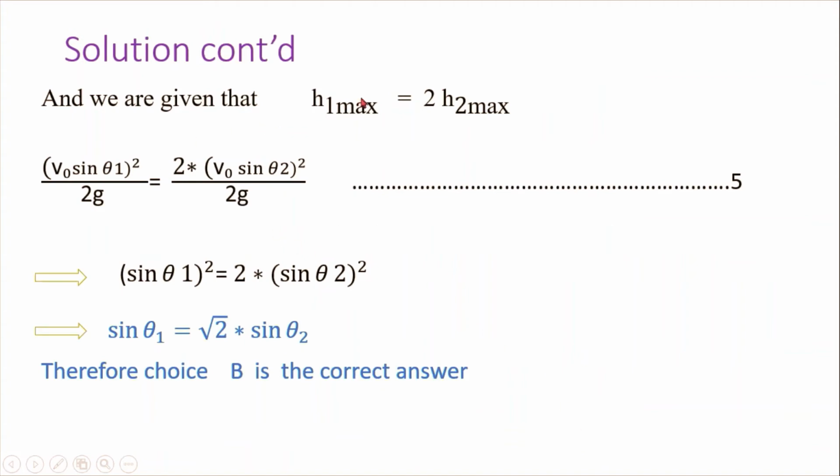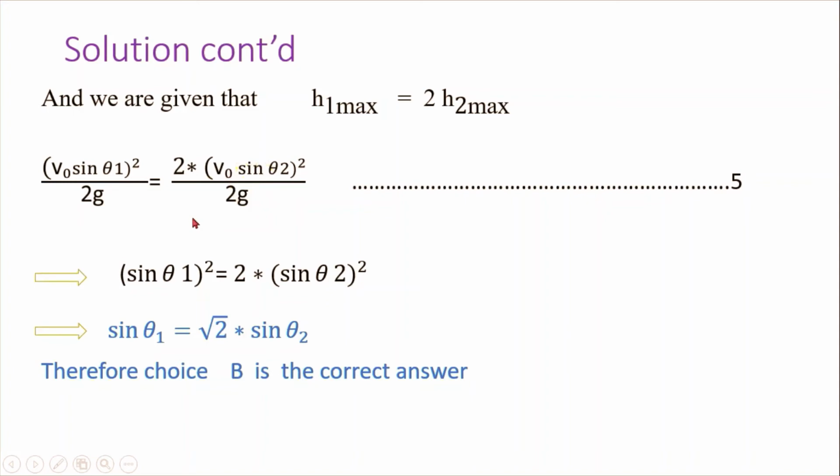And we are given that h1 max is equal to 2 times h2 max. By substituting all the corresponding values of equation 4 into these equations, we have (v naught sine theta 1) the whole squared over 2g is equal to 2 times (v naught sine theta 2) the whole squared over 2g.